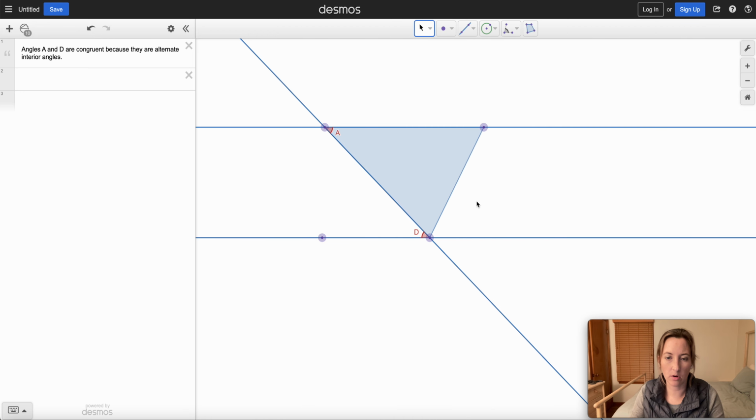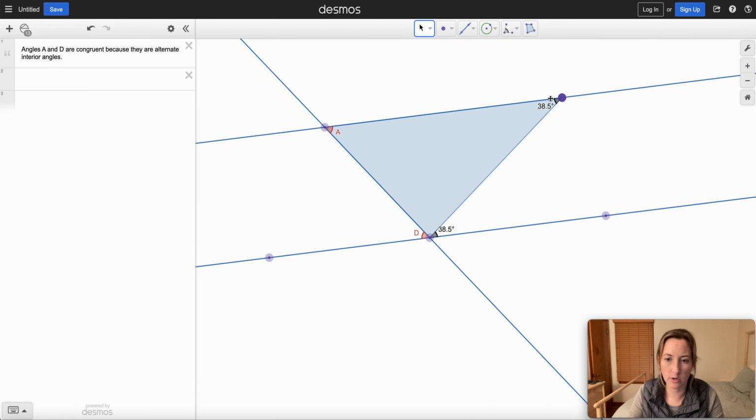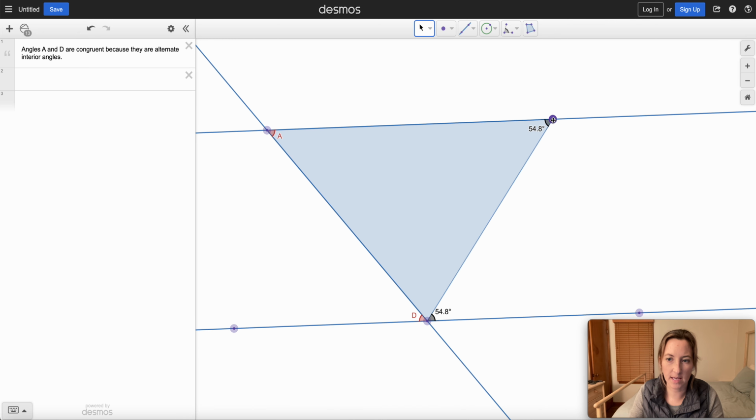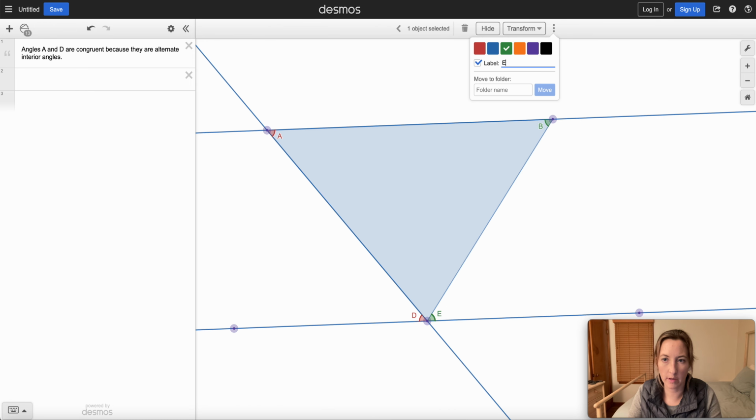So now I've got this blue triangle, and what I should notice is that I have actually created some more alternate interior angles. So now I have another angle in my triangle and another angle outside of my triangle, but note that it's still adjacent to my triangle. And once again, these angles are always congruent. No matter how I move my triangle around, those two are always the same. So let's call them something special. Let's make this one angle B, and this one we'll call angle E.